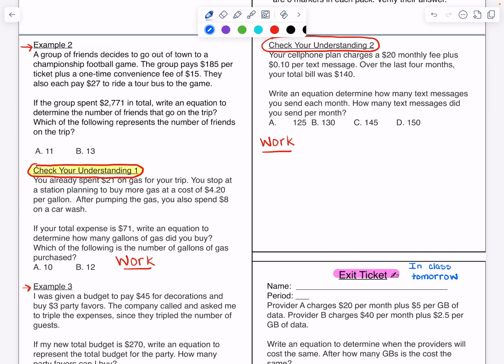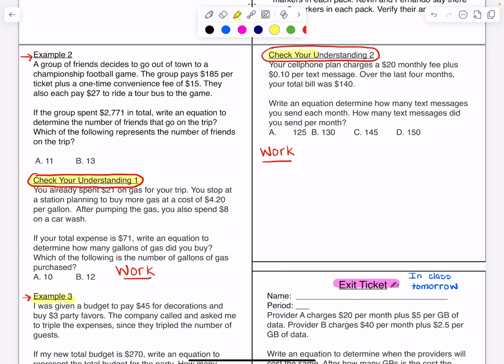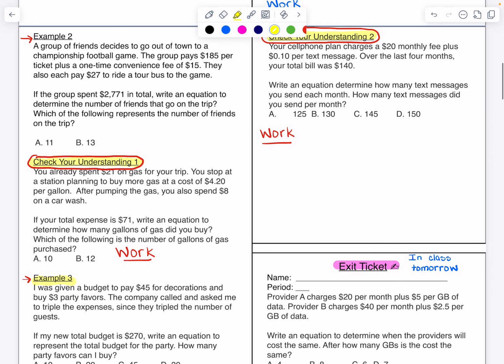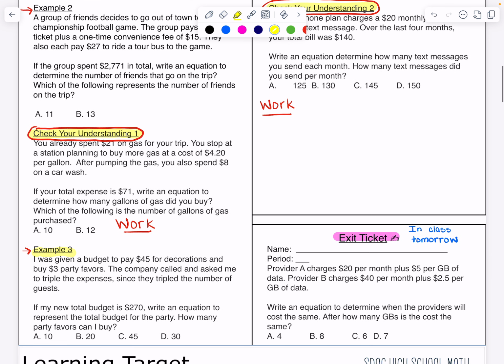After check your understanding, then we have example 3. And then after we go over example 3, there's another check your understanding that I want you to try. Again, if you get stuck somewhere, put a question mark by it, and then bring it back to class and let's talk about it. At the very bottom of that back page, there's something that says exit ticket. When you see this exit ticket, I want you to leave that for class tomorrow. We are going to do that in class at the end of our lesson, okay? So just leave that one there.